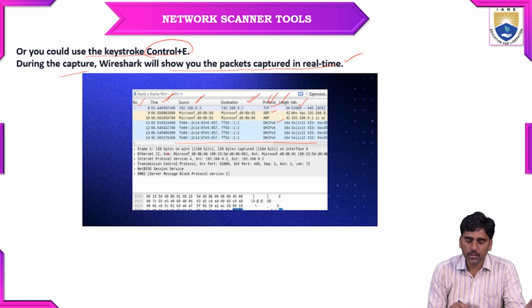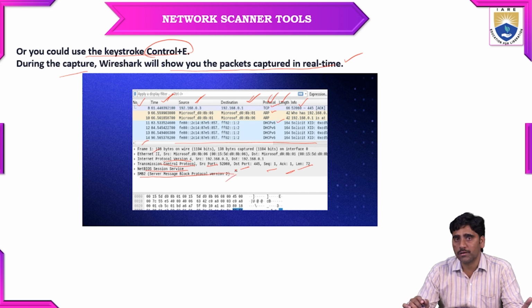And also the packet fields. The packet fields are Frame, Ethernet, Internet Protocol version 4, Transmission Control Protocol, source port, destination port, sequence number, acknowledgement number, length of the packet, and NetBIOS Session Service, Server Message Block protocol version 2. All this information will be captured on the basis of the Wireshark protocol analyzer. The process of observing all these protocols is nothing but protocol analyzing. That's why we can say that Wireshark is a protocol or packet analyzer.